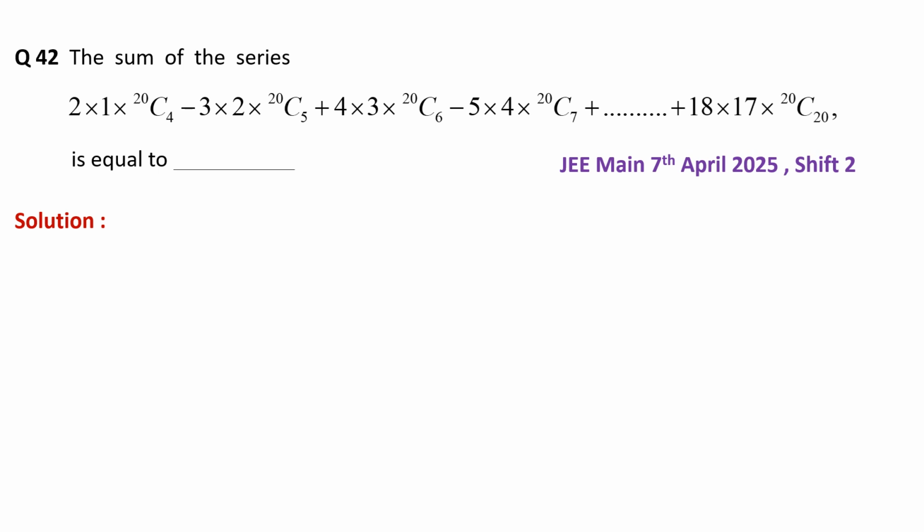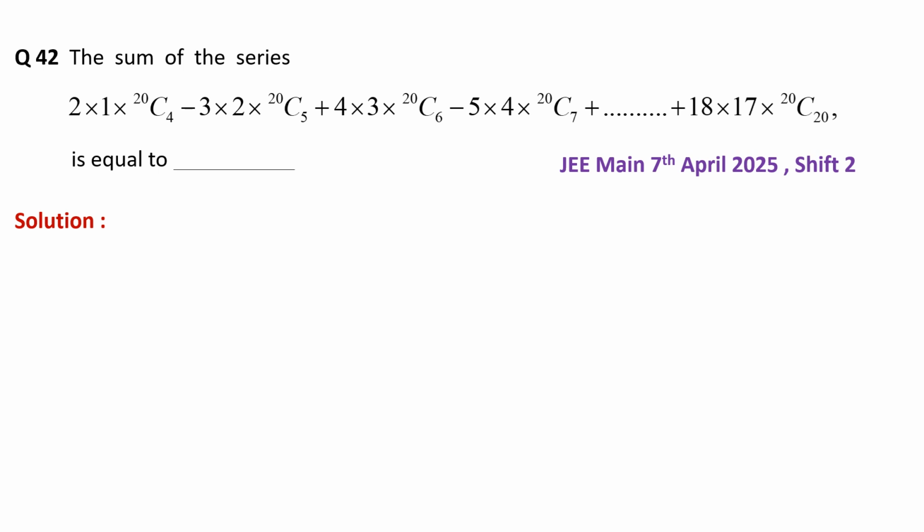The first method is by using the binomial expansion of (1 plus x) whole power 20 and differentiation. And the second method is by writing the general term of this series and then applying the properties of binomial coefficients. Now students, I will solve this question by using the second method because it is relatively easier.